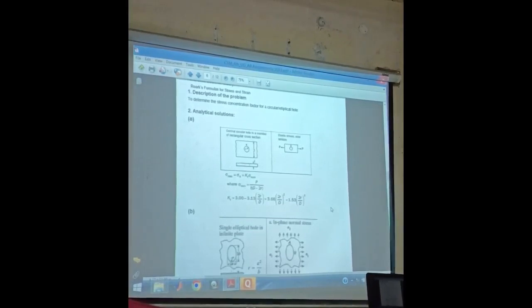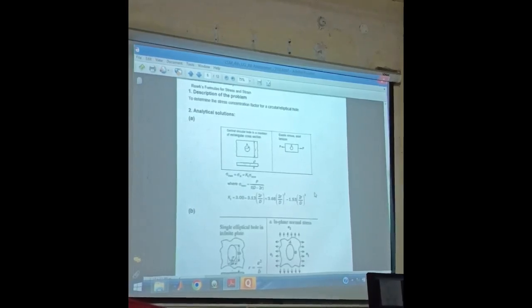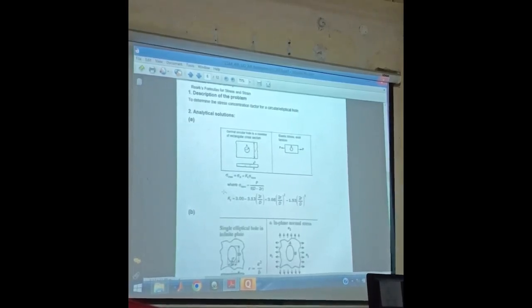These are analytical expressions, not so easy to explain now. Maybe for your MTech or PhD theory of elasticity we can prove this. Okay, that subject, theory of elasticity. For uniaxial load, sigma maximum is related to this, and Kt is related to this.